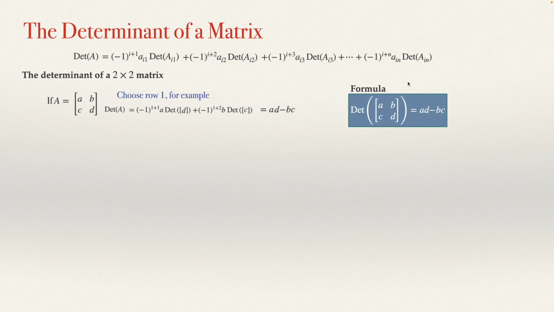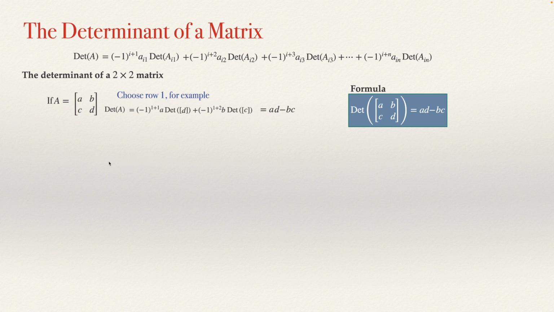So we can type this formula. Anytime that I have a 2 by 2 matrix, I can do this. The determinant of the 2 by 2 matrix is the product of the diagonal, the main diagonal we call it, minus the product of the other diagonal, BC.